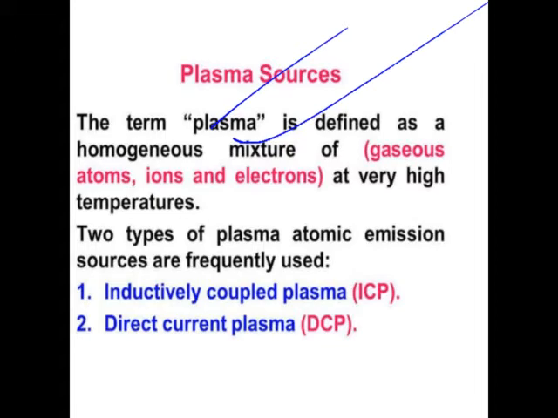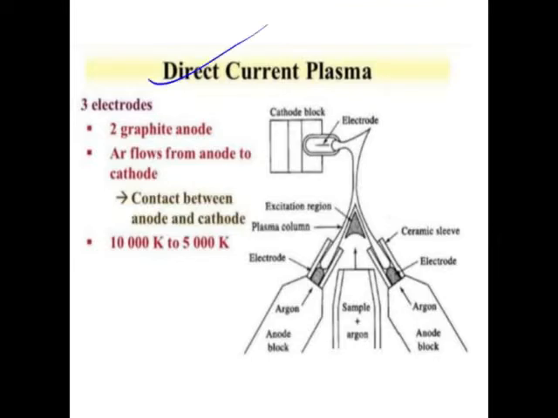Okay, so there are two types of plasma source. The plasma is the high temperature source. How is it generated? It is generated by two methods. One method is the inductively coupled plasma. The second one is the direct current plasma. So inductively coupled plasma is called ICP, and the direct current plasma is called DCP. Then we will move to the first source, that is the direct current plasma. It is also called DCP.